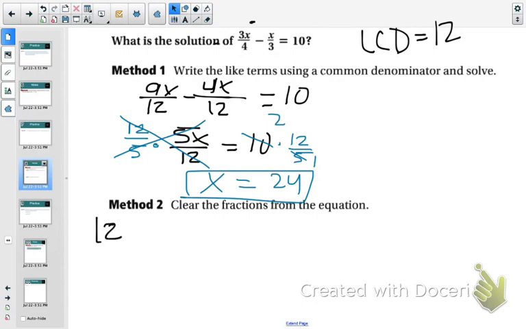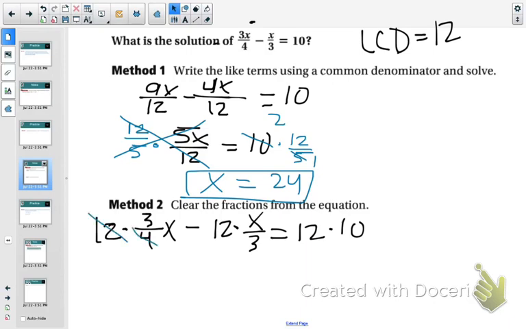12 times 3/4 x minus 12 times x over 3 equals, and I've got to multiply this side by 12 as well. So 12 times 10. Now if you look at this, the 12 and the 4 are going to cancel and make 3, because 4 goes into 12 3 times. The 12 and the 3 are going to make 4, because 12 divided by 3 is 4.